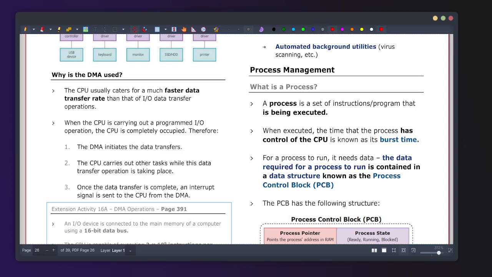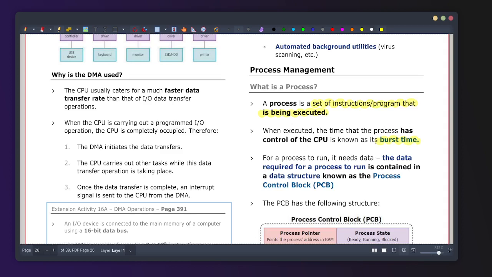Let's start. Process management. Now, the first question you need to answer is, under process management, what on earth is a process? A process is defined as a set of instructions that are being executed. It's a set of instructions or program that is being executed. That's a process, so that's simple enough. And when executed, the time that the process has control of the CPU is known as its burst time. So we're learning about a new term here.